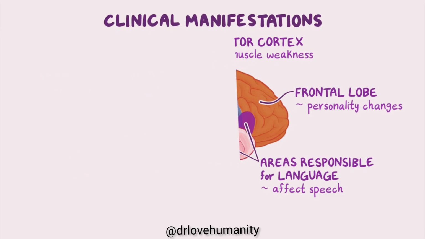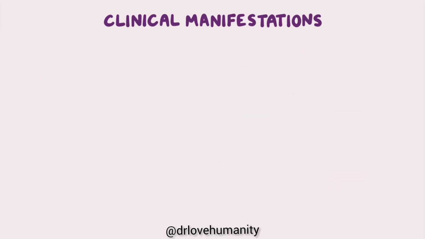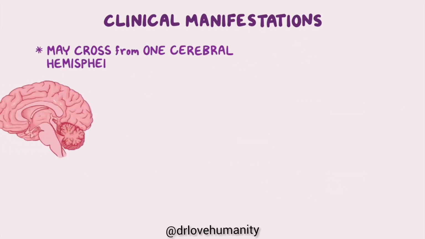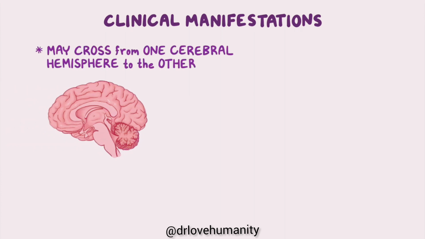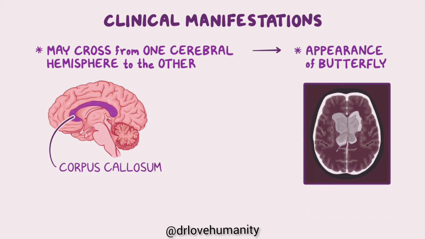Since glioblastomas tend to be aggressive and grow quickly, they may cross from one cerebral hemisphere to the other through a bridge of white matter called the corpus callosum, giving the tumor the appearance of a butterfly on imaging.